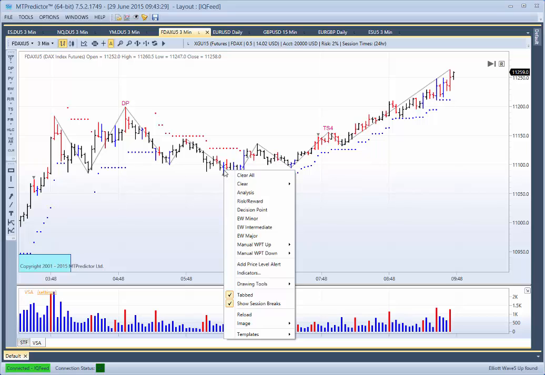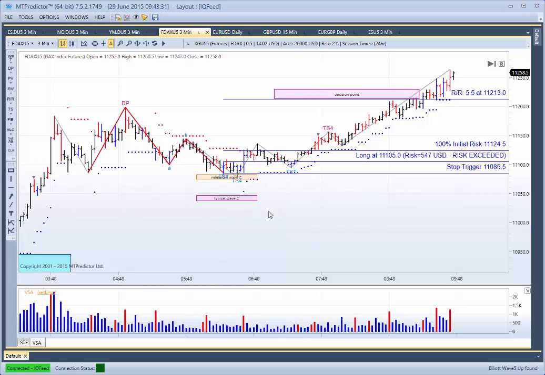Right mouse click over this blue buy bar, place the analysis on, and you can see for here, using our correct position sizing, on a sample $20,000 account, the risk would have actually been too big to take a 2% risk. 2% of $20,000 is $400, so this initial risk at 547 was actually too much. So this is good for one thing in the MTPredictor software program. It will stop you being overexposed by taking too big a risk.